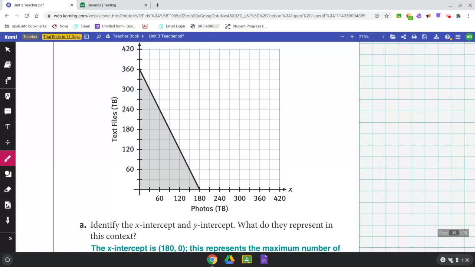Well, the x-intercept, where does this line touch across the x-axis? Right here at 180. And where does this line touch across the y-axis? Right here at 360. So what do those values mean? What that means is that Axel and Anisa can upload up to 180 pictures as long as they download 0 text, or receive 0 text. And they can receive up to 360 text as long as they receive 0 pictures.